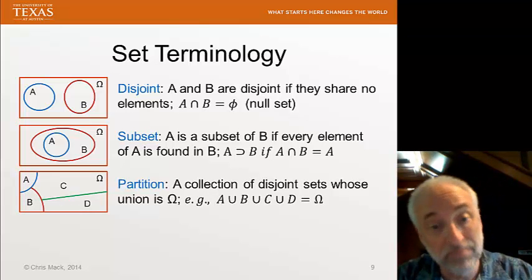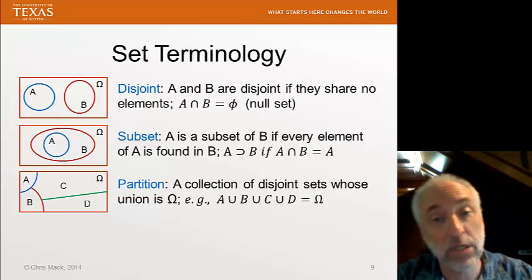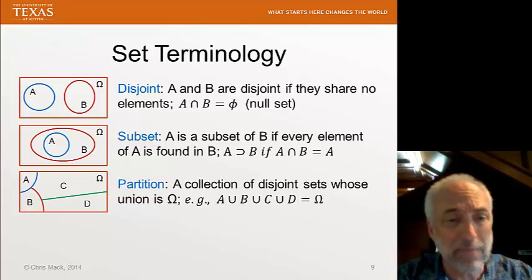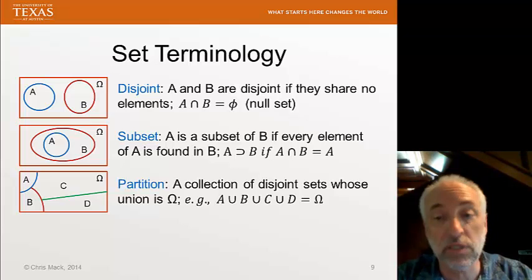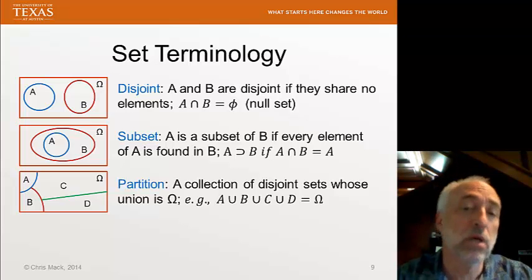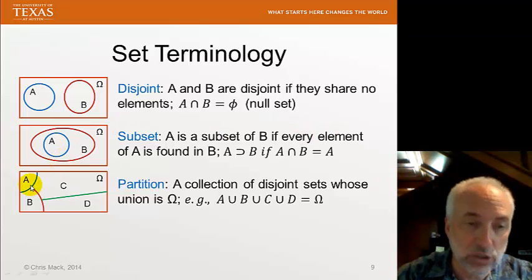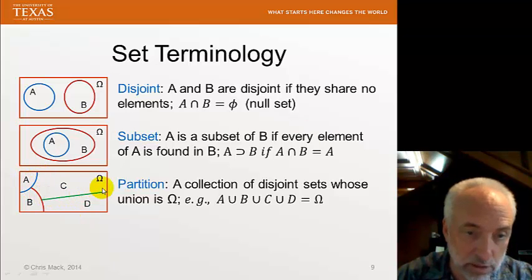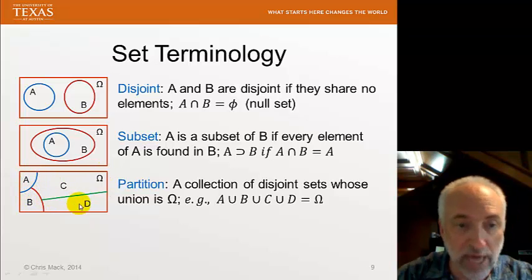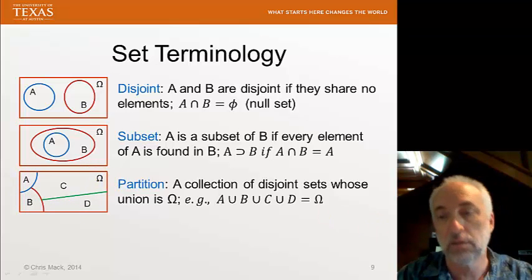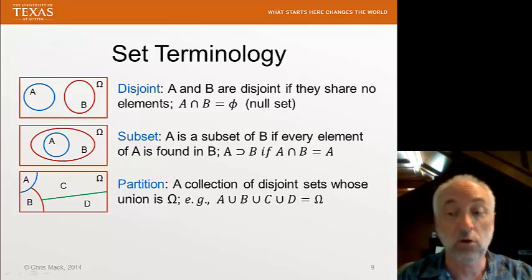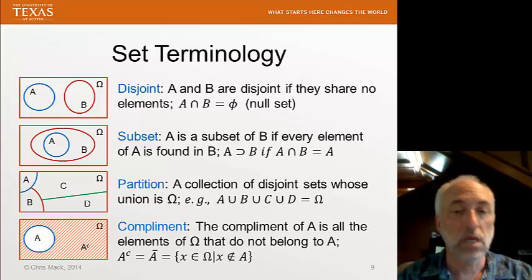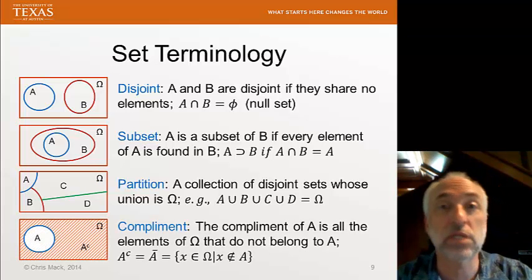A partition: if we partition our sample space, what that means is the union of all of the partitions equals the sample space. It's a collection of disjoint sets. A, B, C, and D are all disjoint subsets. They have no overlap, and their collection, the union of all of them, creates the entire sample space. That's called a partition.